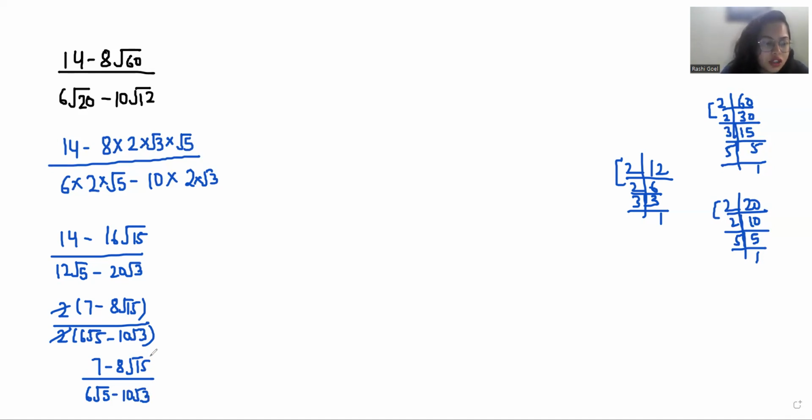To remove the roots from the denominator, I have to use the componendo and dividendo rule, which says that you have to multiply with the denominator but with opposite sign in numerator as well as denominator. So 6 root 5 plus 10 root 3 by 6 root 5 plus 10 root 3. So I'm going to multiply all the terms of the numerator: first 7 with the whole term and then minus 8 root 15 with the whole term.